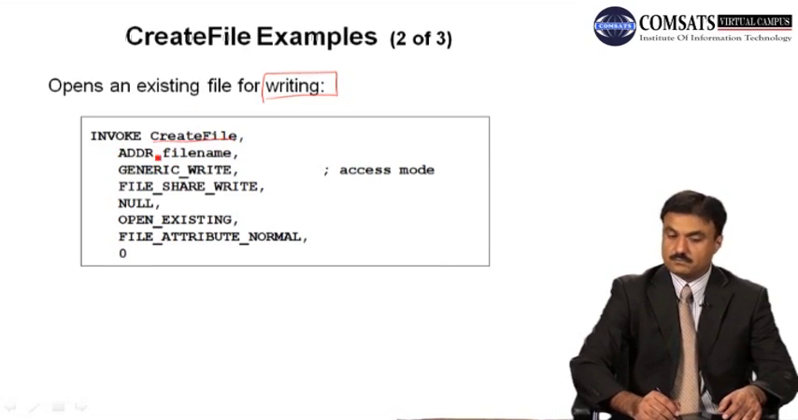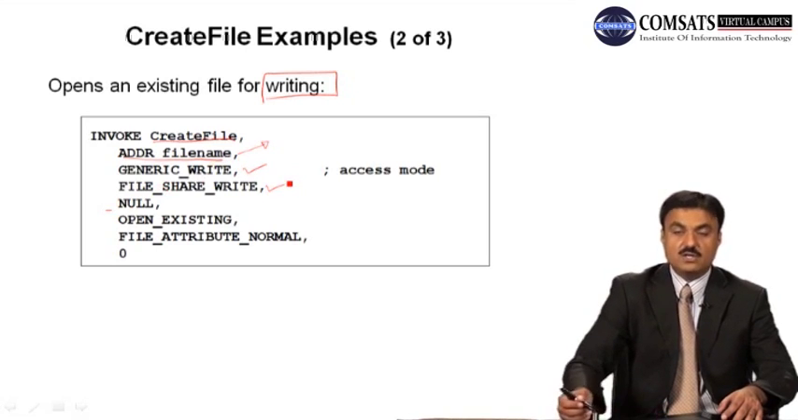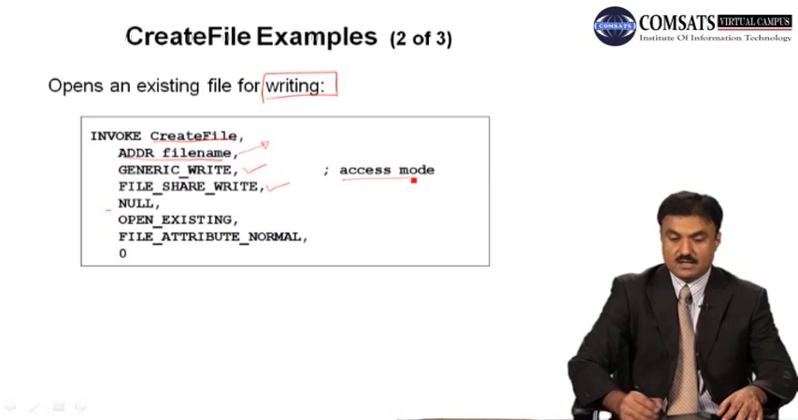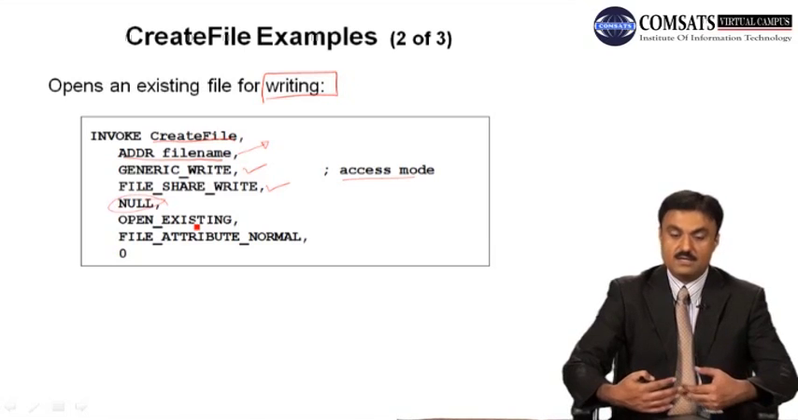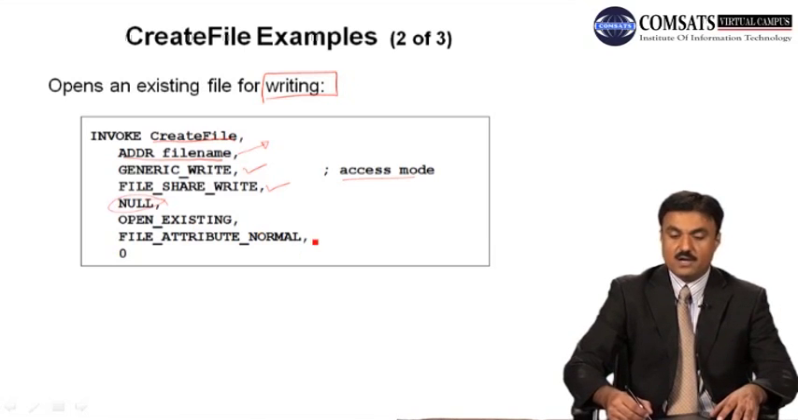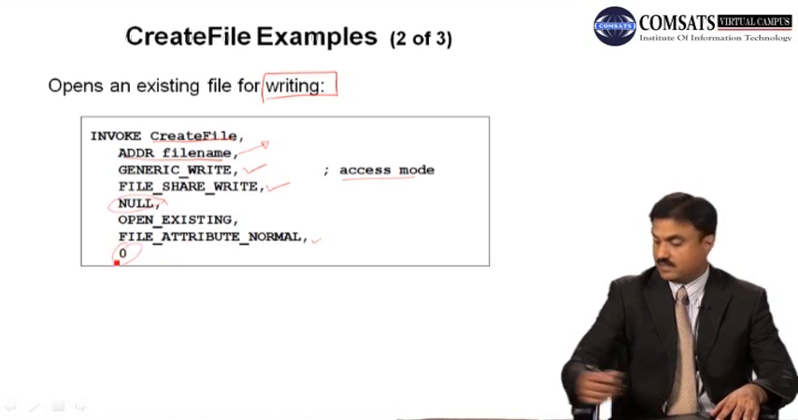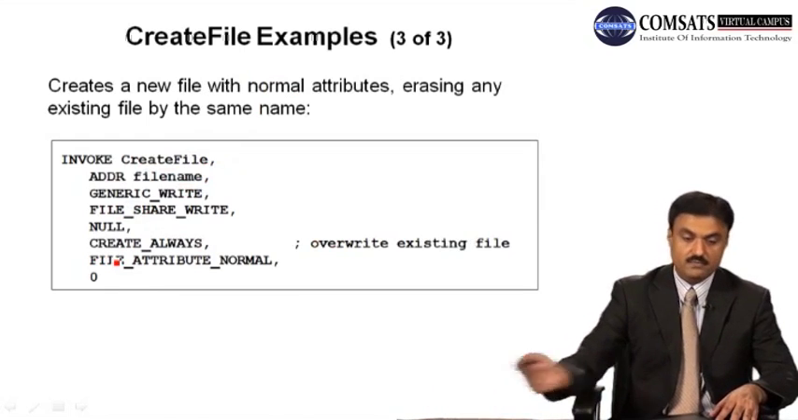Create file, and we have the address of the file name, and the file name may be with the full path or a simple file name. So generic write purpose, we are going to open, and then we have file share write. So access mode is only for the generic write, and file share is write, and the security option is null. Open existing means we are going to open a file, not create a very new file. And the file attributes are normal, and the rest of the options are almost similar.